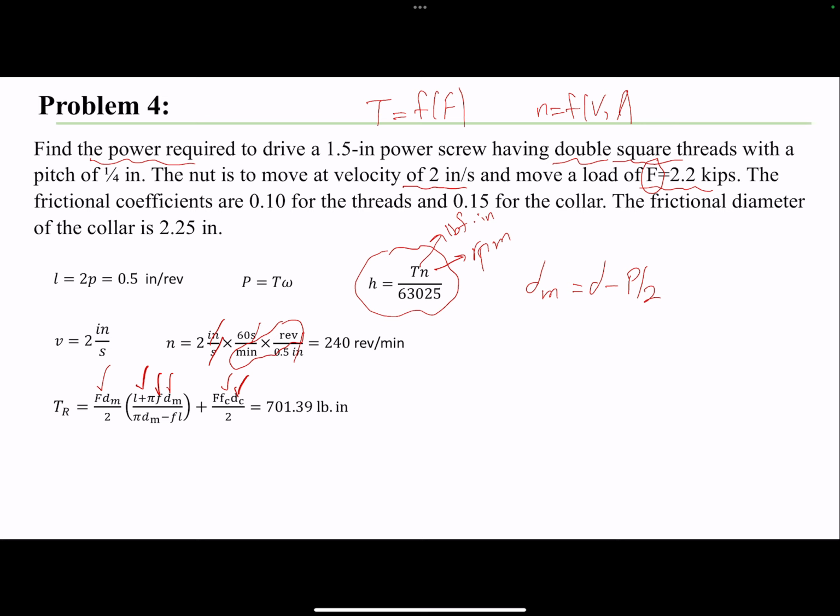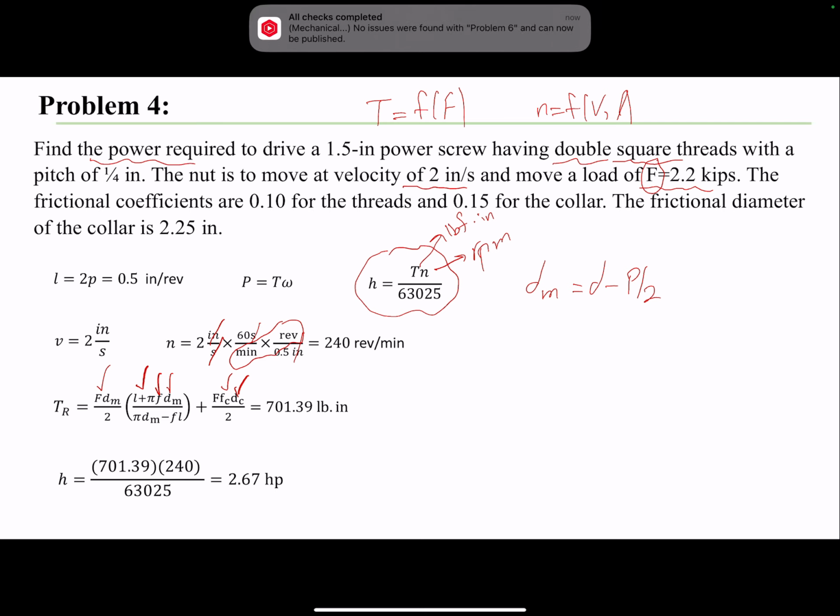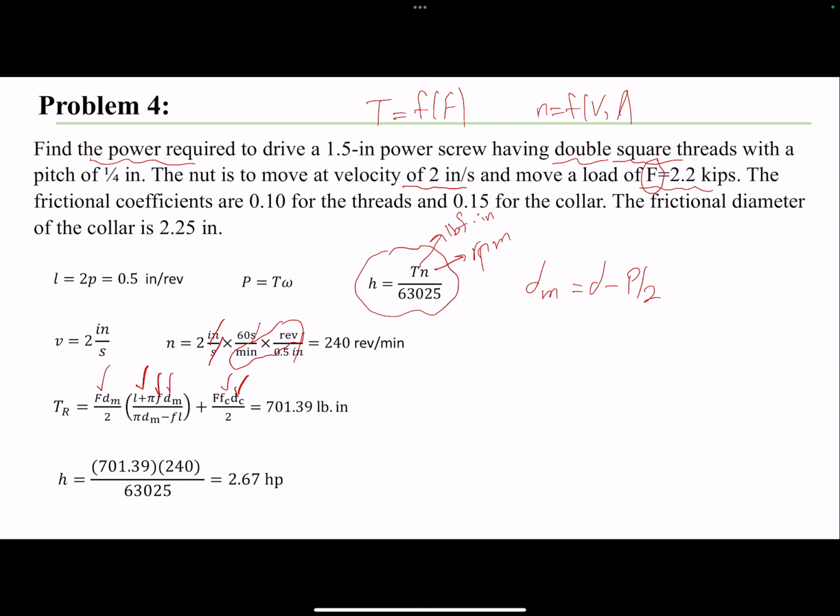Now that I have the torque and RPM, I can find the horsepower. So that's the horsepower that I need to create this clamping force based on the RPM that I have. So to have that velocity and to create this clamping force, this is the horsepower that I need.